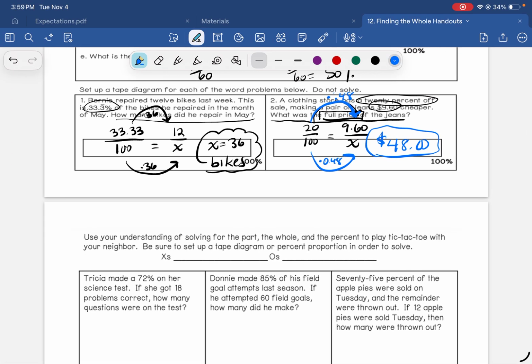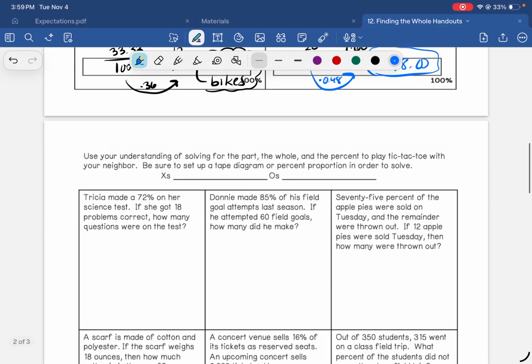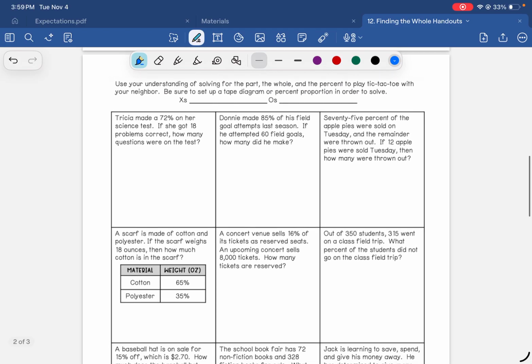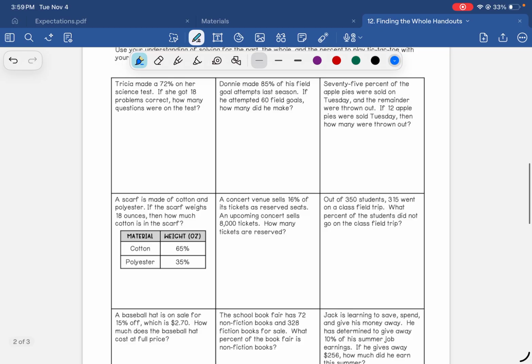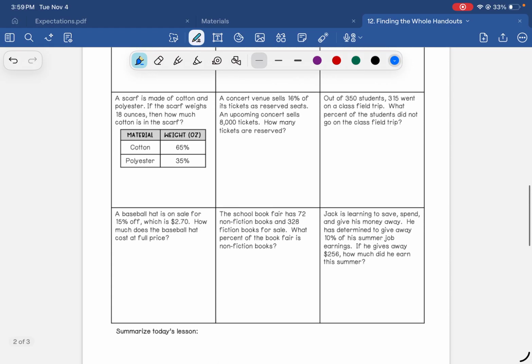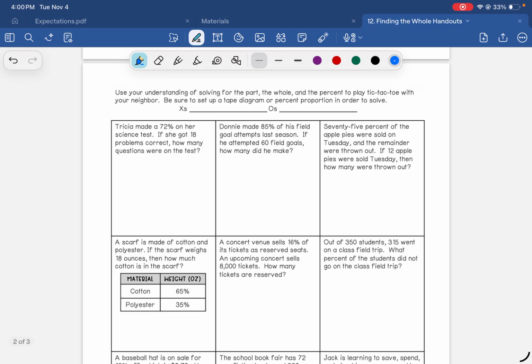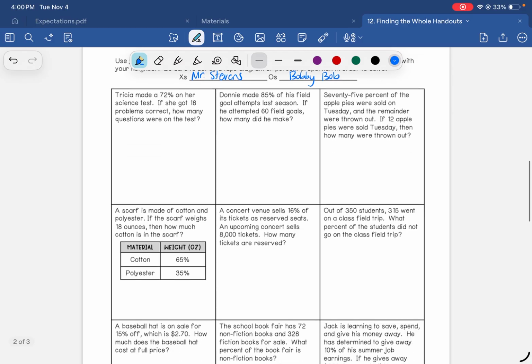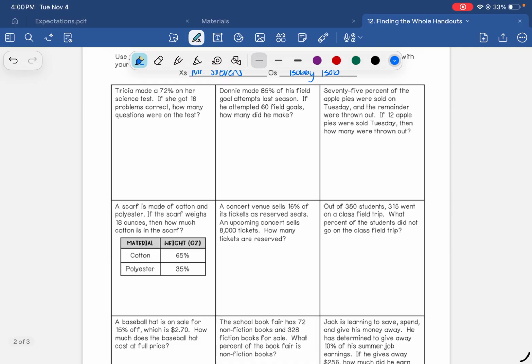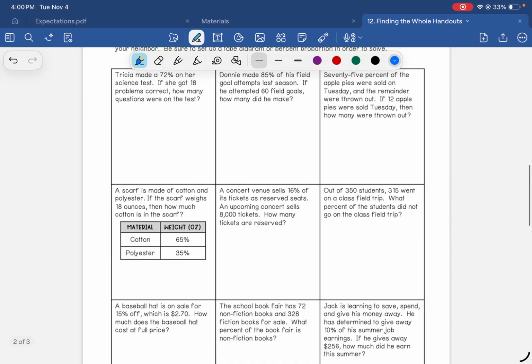All right. For the backside, the original intent was to have you guys play tic-tac-toe with a neighbor, but since I'm out, you guys can just do these problems on your own. If you wanted to play, I really don't mind, but the intent is to put your name and your partner's name up here, okay? Let's just name Bobby Bob, okay? So Miss Stevens and Bobby Bob are going to play, and you're trying to get 3 in a row.